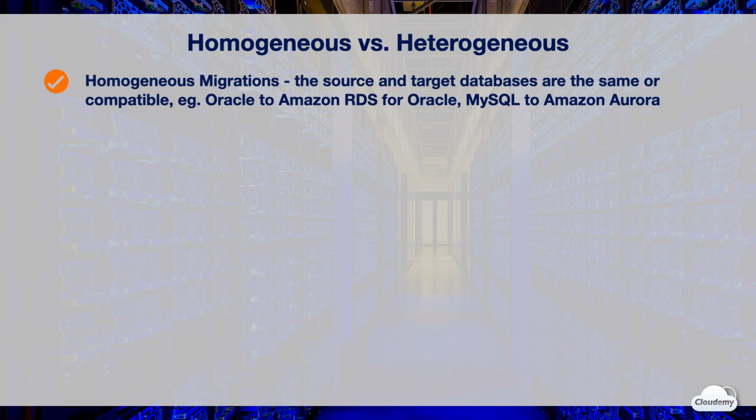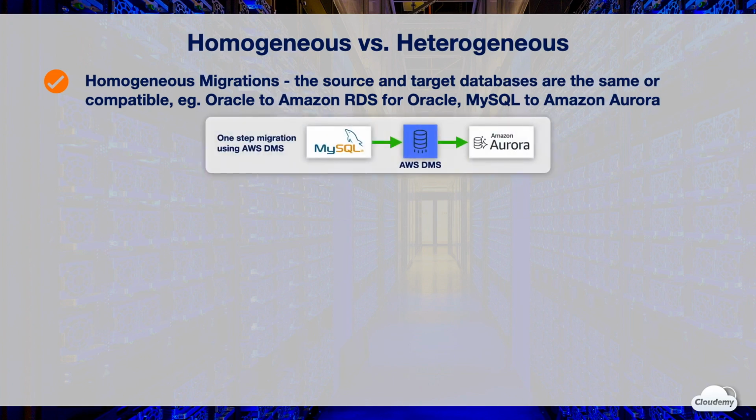DMS supports both homogeneous and heterogeneous data migrations. In homogeneous database migrations, the source and target database engines are the same or compatible database types, such as migration from on-premises Oracle to RDS Oracle, or from MySQL to Amazon Aurora database. As the schema structure and data types are compatible between the source and target databases, homogeneous database migration is a one-step process.